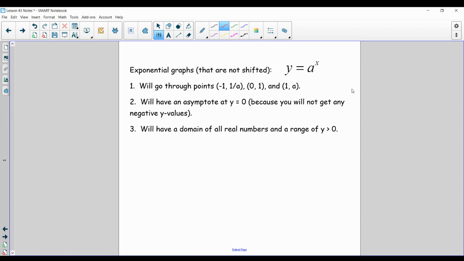Okay, so when you have your exponential function, your graph will always go through these 3 points: negative 1, comma 1 over the base. It'll always go through 0, 1. It'll always go through 1, comma the base. So if this were 6 to the x, it would go through negative 1, comma 1/6, 0, 1, and 1, comma 6. You'll have an asymptote at y is equal to 0, and your domain is going to be all real numbers, and your range will be greater than 0. This would be a good thing to have in front of you as you're doing some of the problems.